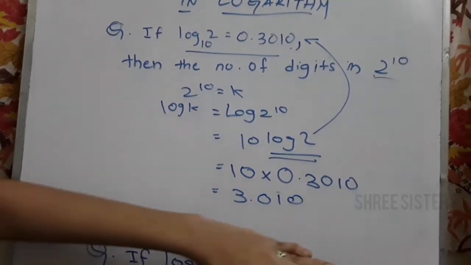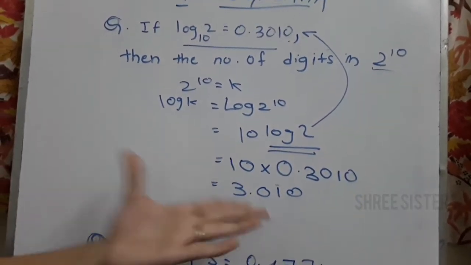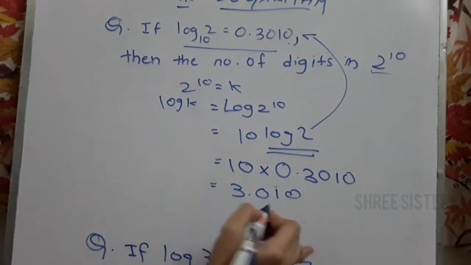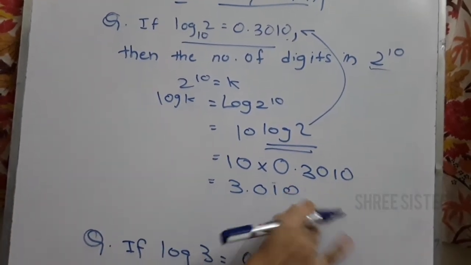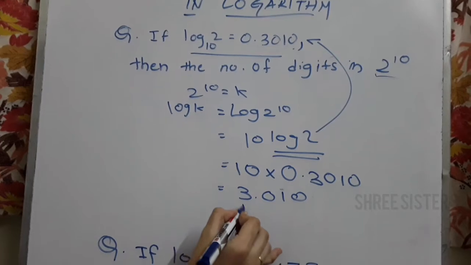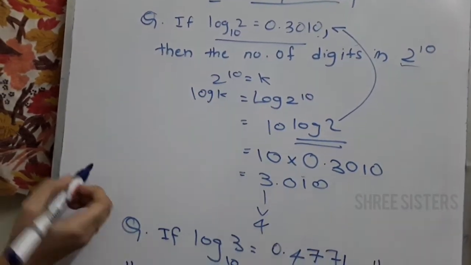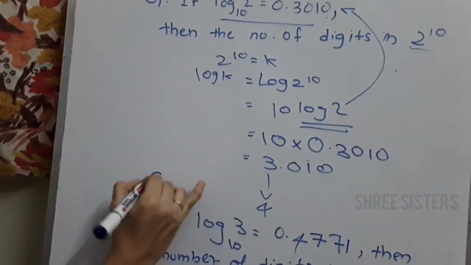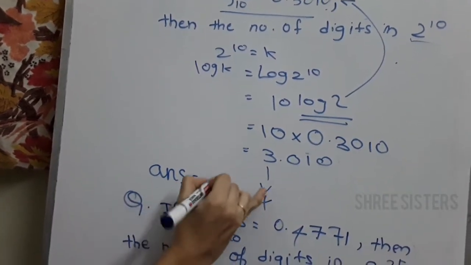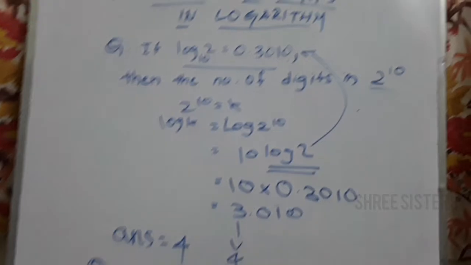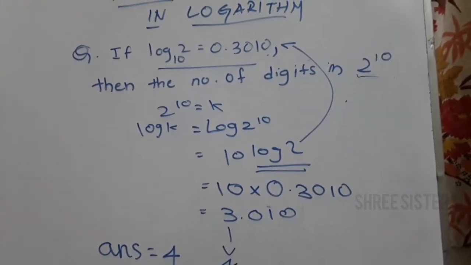So 10 into 0.3010 is 3.010. So you should take the nearest value. The next number after 3 is 4. After plus 1, the nearest round off, you could say, equals 4. So the number of digits in 2 power 10 will be 4. The answer is 4. This is how you find it. Let's see a bit tougher example in the next question.